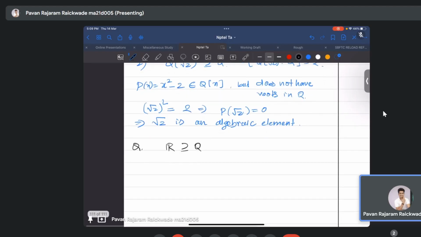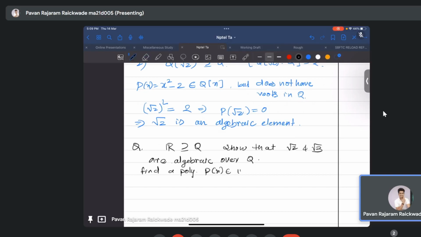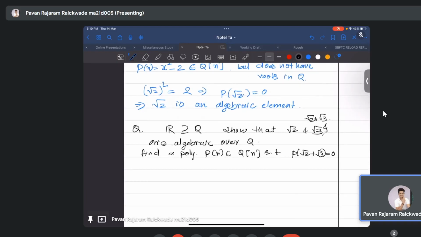Okay, so let R subset of Q. Then show that root 2 and root 3 are algebraic over Q, and find a polynomial P(x) belonging to Q[x] such that P at root 2 plus root 3 is 0. So, root 2 and root 3 and root 2 plus root 3, I want to show this is also algebraic. Right? So this is my first question, let's say.